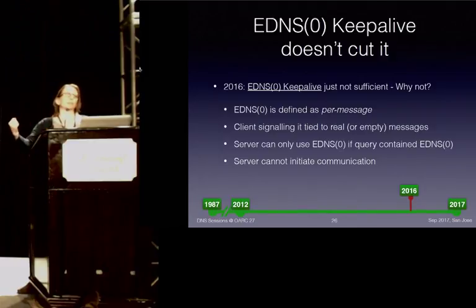So what that means in practice when you try to use it is that a client can only do signaling related to the session if it has a real DNS message to send. The server is even more constrained in that it can only reply with an EDNS0 option if the query it got contained one. So it can't just unilaterally use this EDNS to signal that it wants a shorter timeout on the connection. It also can't, if the connection is idle, send any message to the client. So if it becomes under attack while the connection's idle, it's stuck. It can't say, please shut that connection, because of the constraints on the semantics of EDNS0.